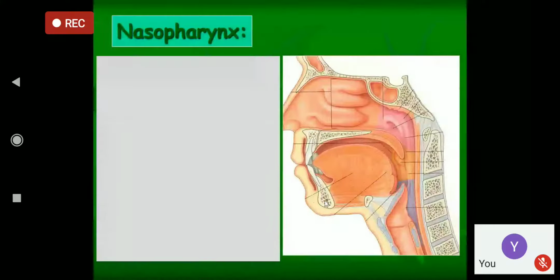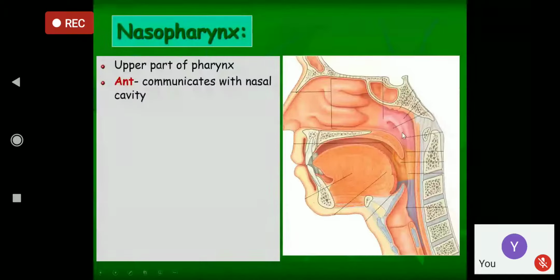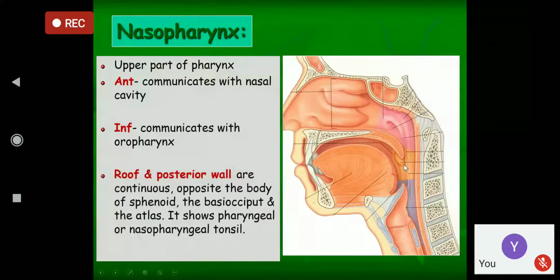First, the nasopharynx. The nasopharynx is the upper part of the pharynx. Anteriorly this will communicate with the nasal cavity through the posterior nasal aperture. So this is the posterior nasal aperture. And inferiorly it will communicate with the oropharynx. The roof and the posterior wall are continuous.